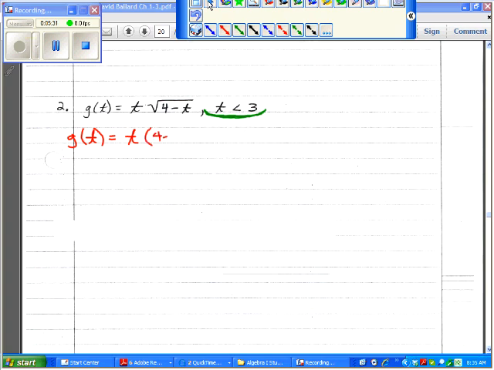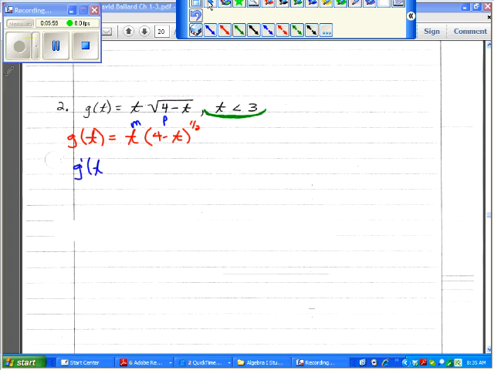t(4 - t)^(1/2). We need to write it in exponential form, so we change the square root to the half power. Now, what we have is a product rule and a chain rule. We have a multiplication, and we have a parenthesis. The parenthesis is a chain, and then we have the multiplication. So we'll deal with the multiplication.